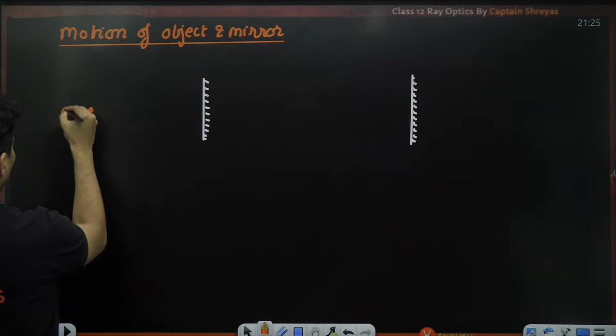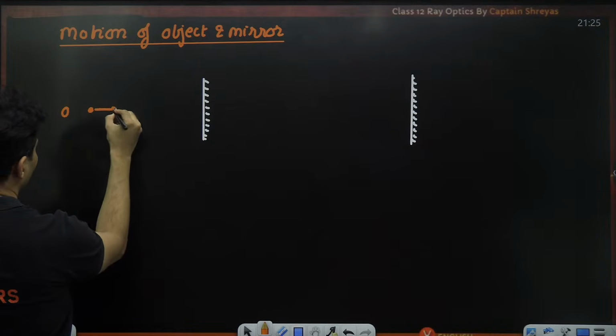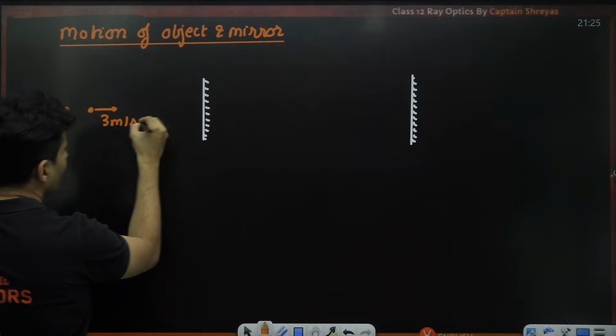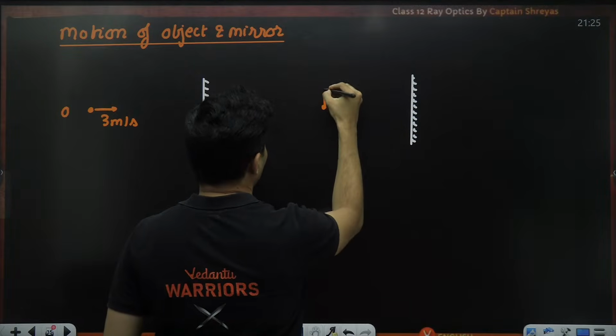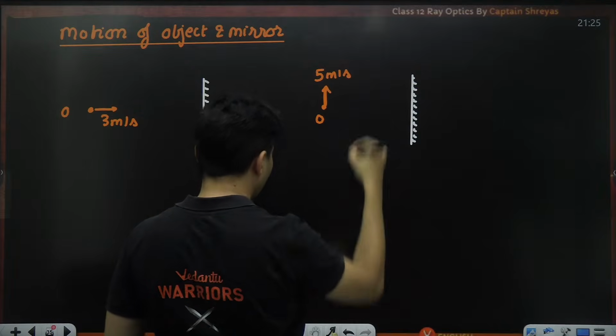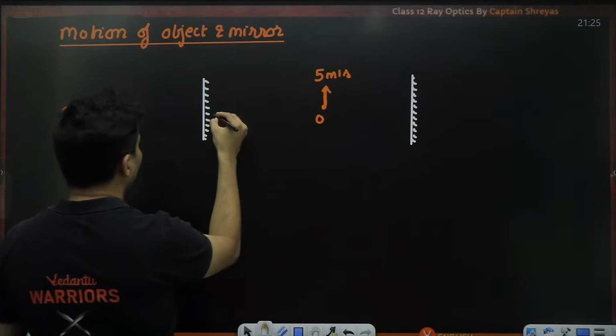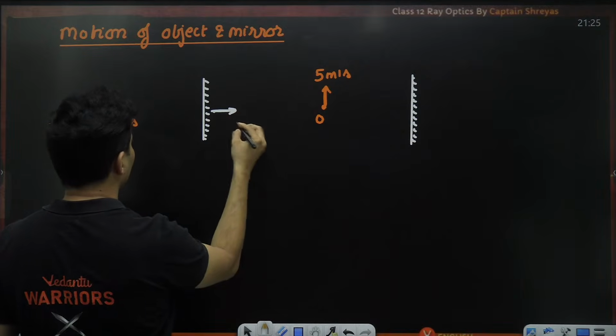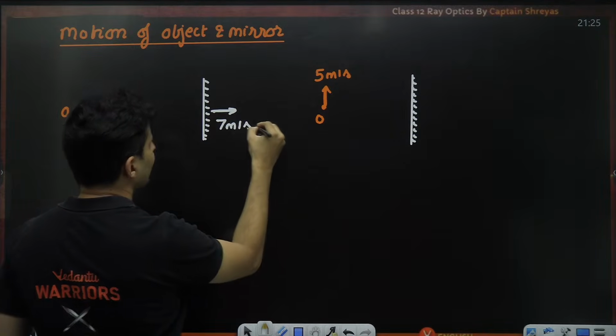Imagine there is one object here. It has a velocity of 3 meters per second. Imagine there is an object over here. It has a velocity of 5 meters per second. Imagine this particular mirror has a speed of 7 meters per second.